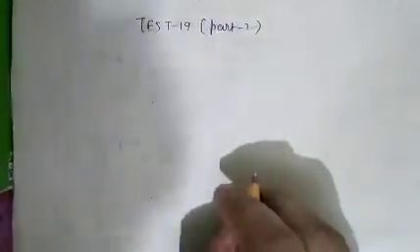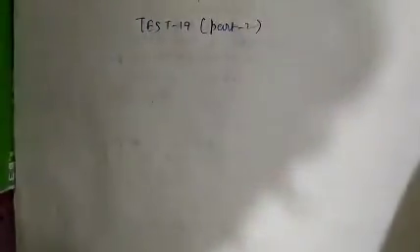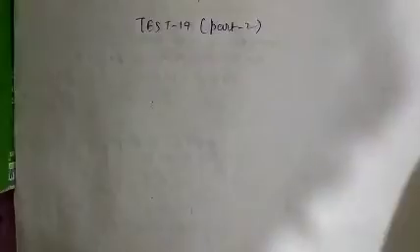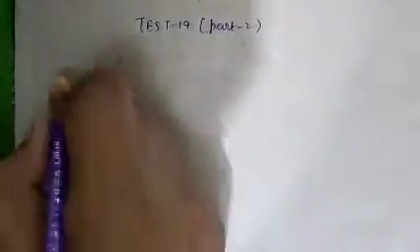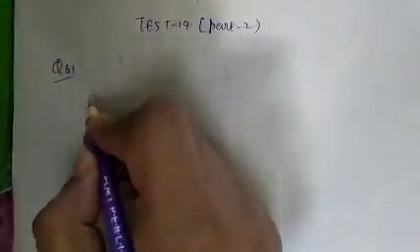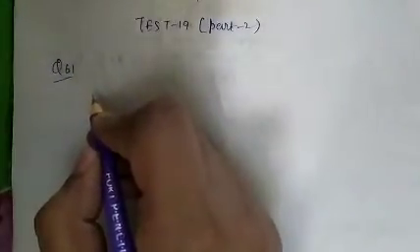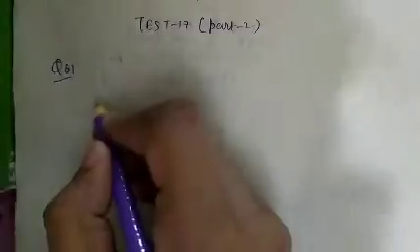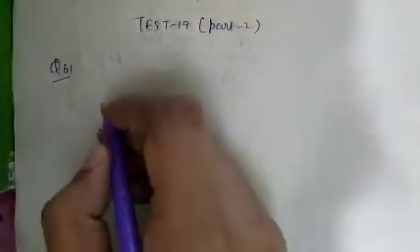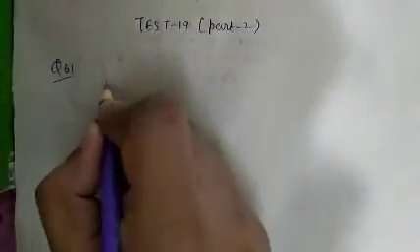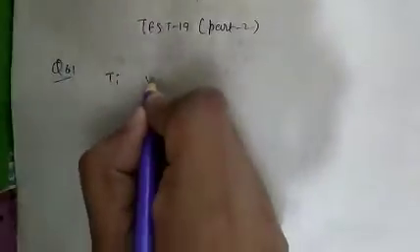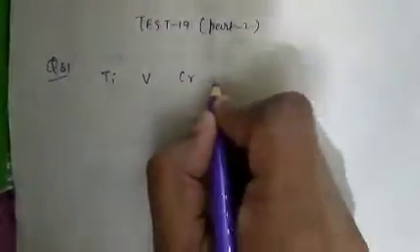See question number 61. In question number 61, what is given there? The question is, which of the following is not represented correctly according to the correct order of property? As we can see, the elements given there are titanium, vanadium, chromium and manganese.